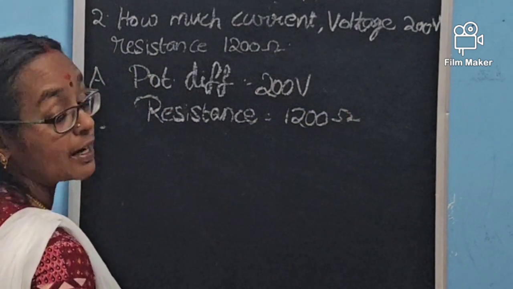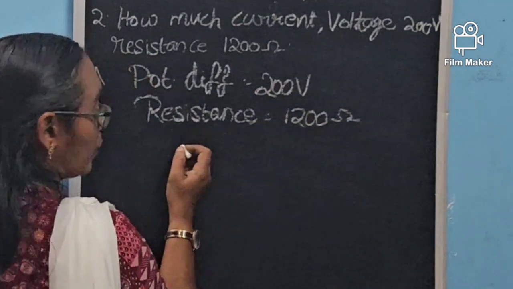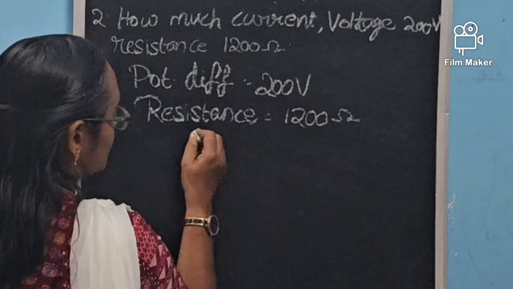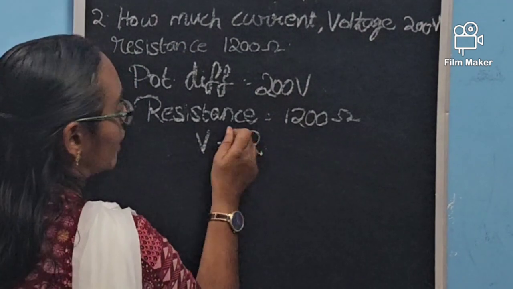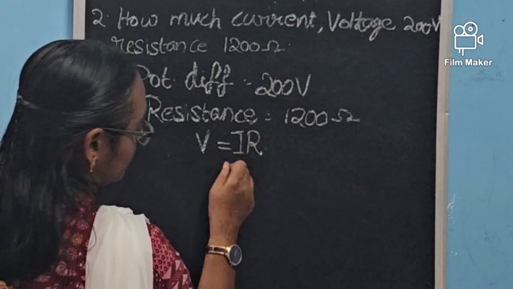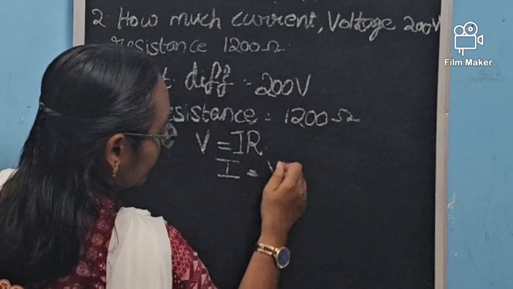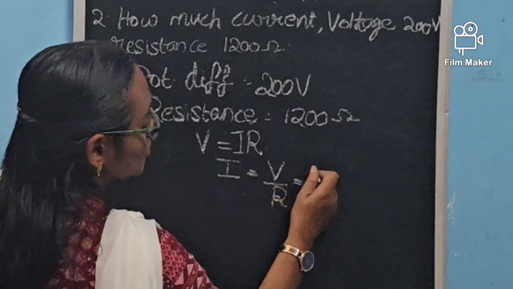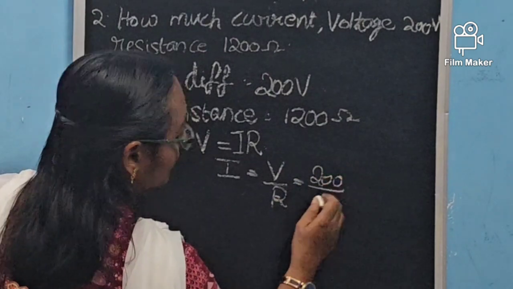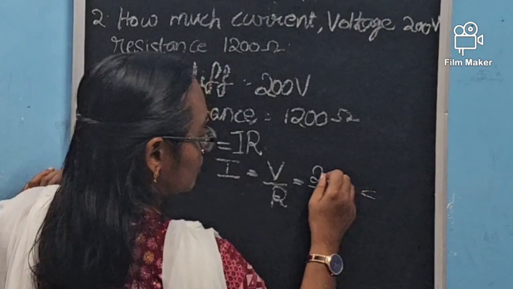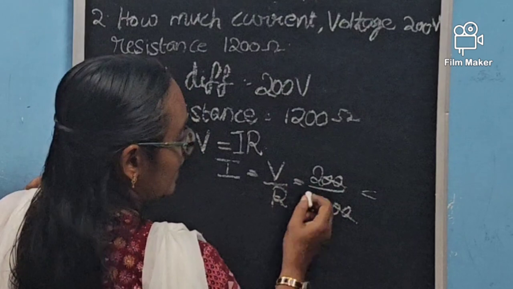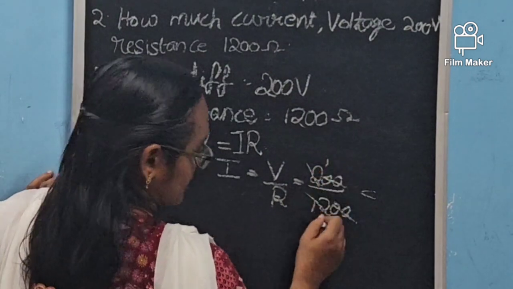How can we find the current? By Ohm's law. What does Ohm's law state? V is equal to IR, says Ohm's law. So how can we find I? I is equal to V by R. What is V? 200. What is R? 1200. So how can we solve it? 0, 0 cancels and 2 by 12 gives you 1 by 6.